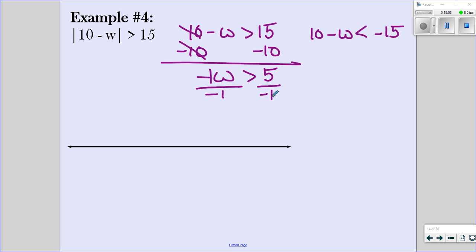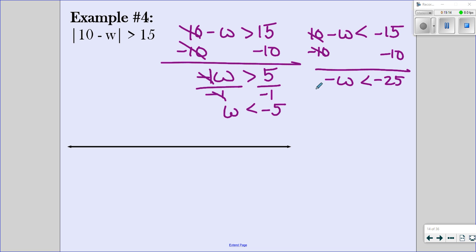Remember what we do with the negative when we're dividing it? It's going to change the inequality symbol. So it's going to become a less than. And this would be -5. Then the next one, I'm going to subtract 10 on both sides. We get -W, which is less than -25. This is our invisible -1 that we're going to divide. So that means the symbol is going to flip. And then we get a 25.